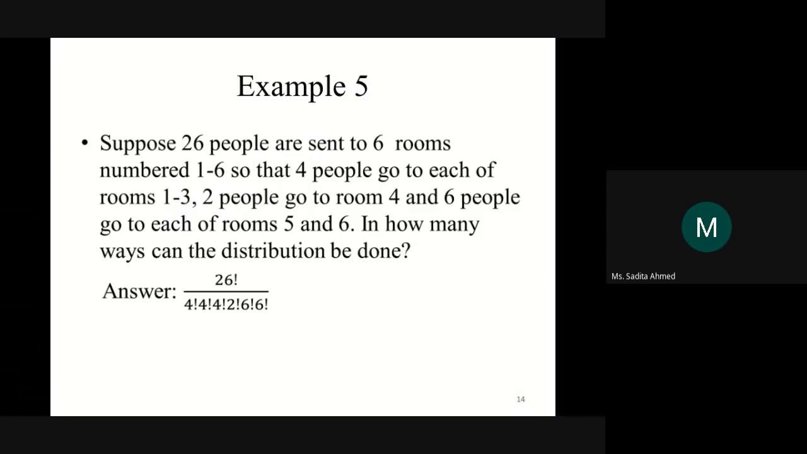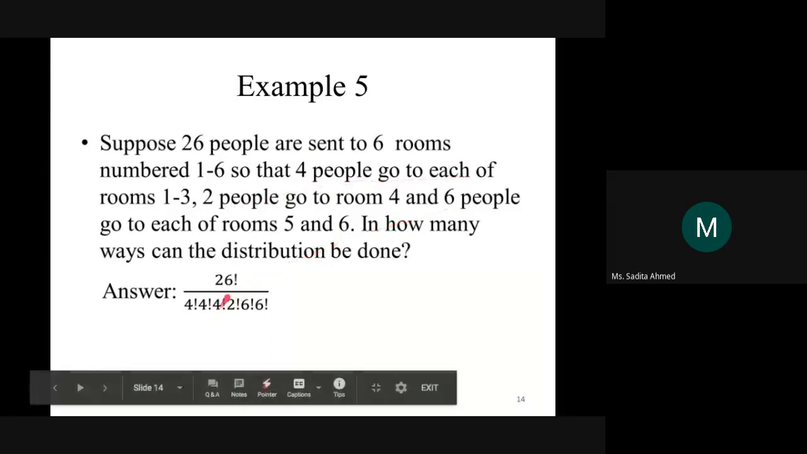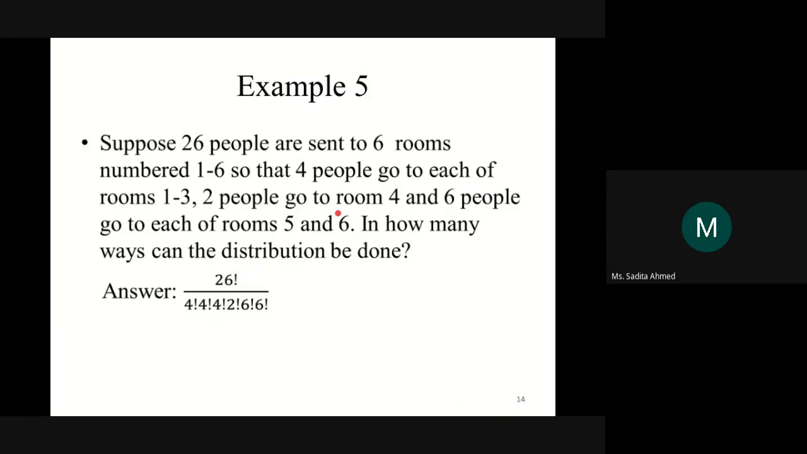What about n4? Guys, what would n4 be equal to? 2. Why? Because we are sending 2 people to that room. So basically we are placing 2 of these 26 distinguishable objects into the 4th box. Yeah, that's correct. And then 6 people in room 5, so your n5 will be 6, and 6 people in room 6, so your n6 will also be 6.